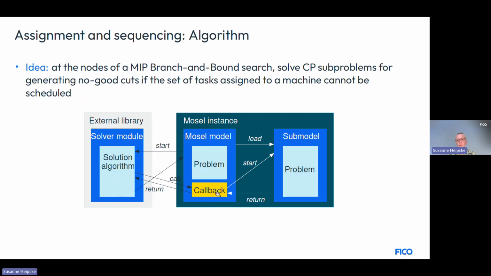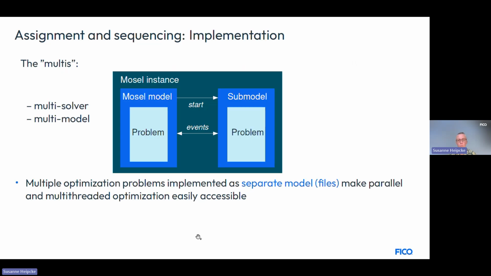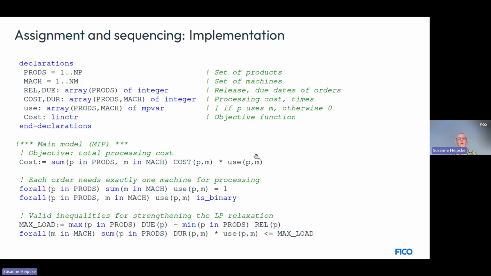After the submodels are done, I have a callback. I finish my callback, and if it didn't work when completing this schedule, then I'm adding a no-good cut, excluding this combination of assignments, and the optimization goes on in my MIP model. So here we are in the case of multiple solvers and multiple models, so separate model files.